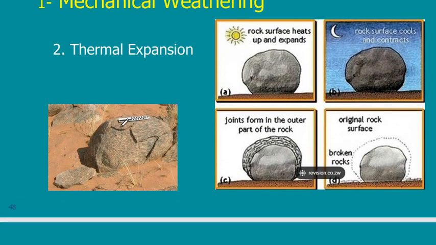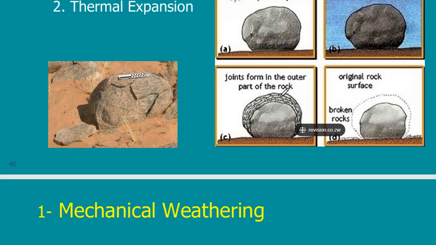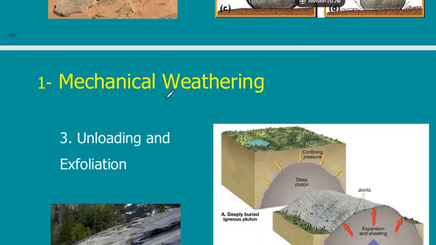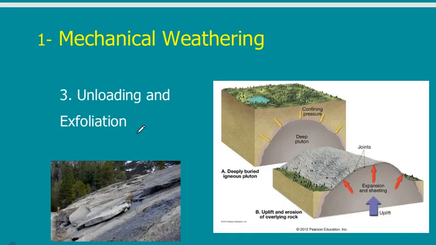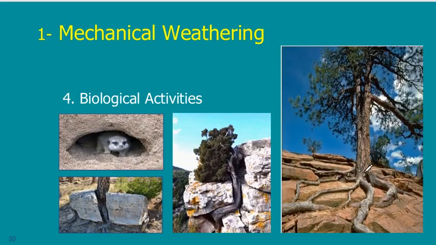This is thermal expansion. This is how the effect of day and night and summer and winter would remove portions of the rock. Unfolding and exfoliation, removing the upper layer here, so this rock is exposed. When this rock is exposed, it is unloaded and starts to exfoliate. It means that, in Arabic, بتتقشر, portions of it are removed.